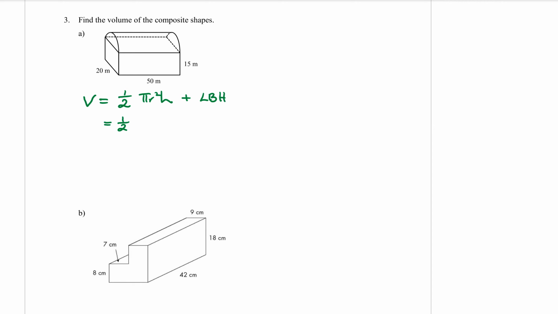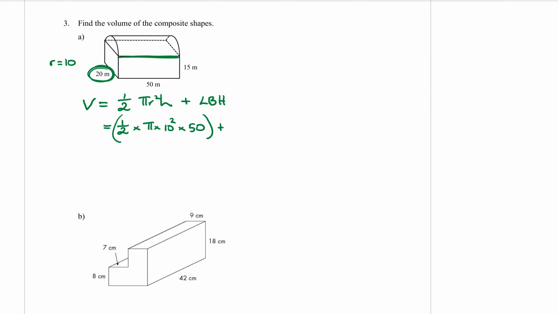Okay, so let's substitute into those formulas. Half of pi r squared h. The radius of my cylinder would come from this 20. The 20 would be the diameter, so the radius would be equal to 10. So pi times 10 squared times the height of my cylinder, which would be that height there, the 50. Plus, okay, that's the half cylinder done. Plus, we want the rectangular prism, which is the 20, the 50, and the 15 all multiplied together. 20 times 50 times 15.